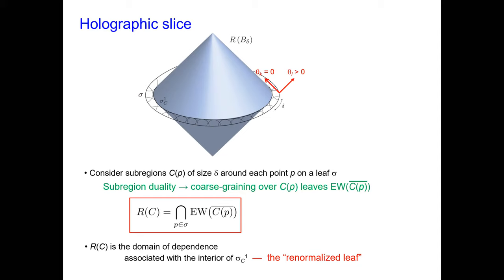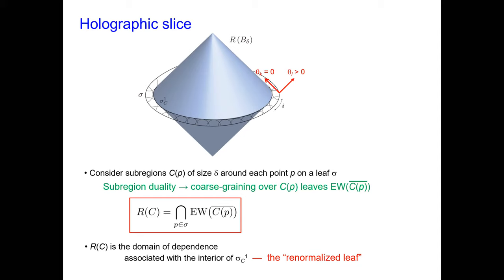So the minute you coarse grain short distance correlation from the original leaf, you cannot reproduce the original space-time; it's anchored to this sigma one, the coarse-grained sigma. Only the domain dependence can be reproduced if you're not accessing short distance correlation smaller than delta. And it's consistent with this subregion duality, perfectly consistent.